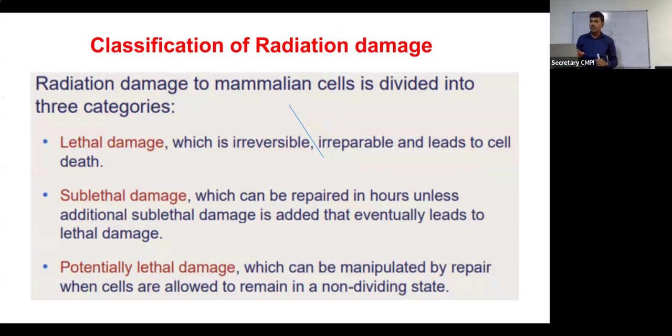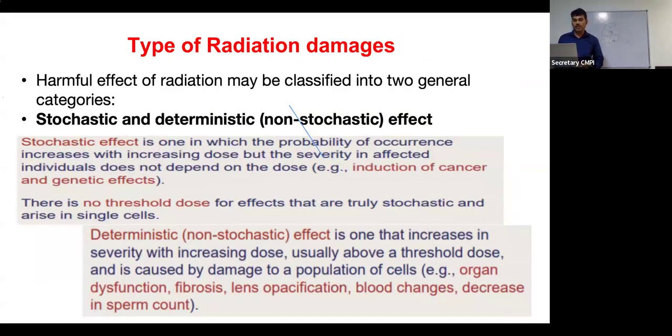Sublethal damage can be repaired in hours most of the time. Sometimes, if one SLD happens and another SLD happens very soon, then it cannot be repaired. It may misrepair. So it can be repairable, but it may not be repairable all the time. And potentially lethal damage, as we discussed yesterday, the repair mechanism can be active under certain situations. Otherwise, it is a damage. These are the three types of damage theoretically.